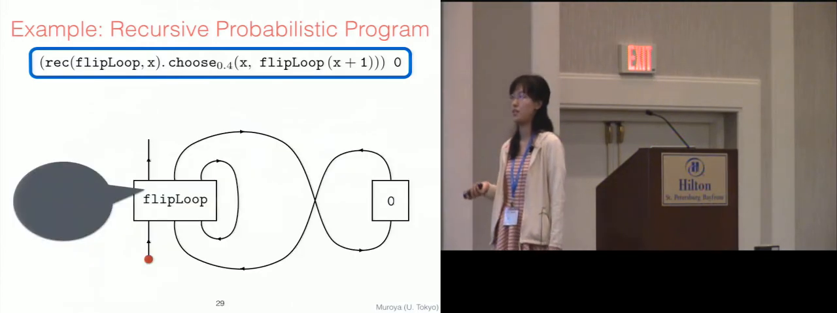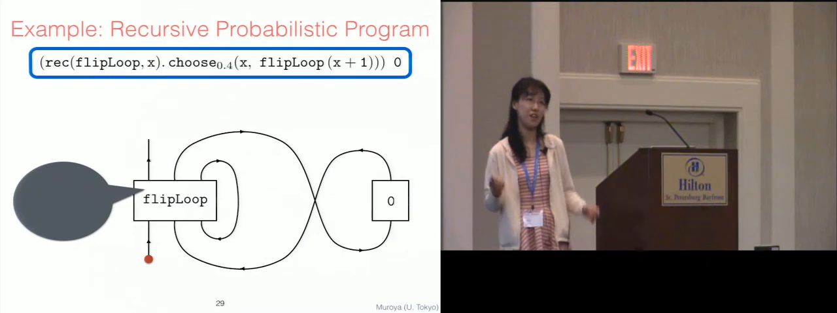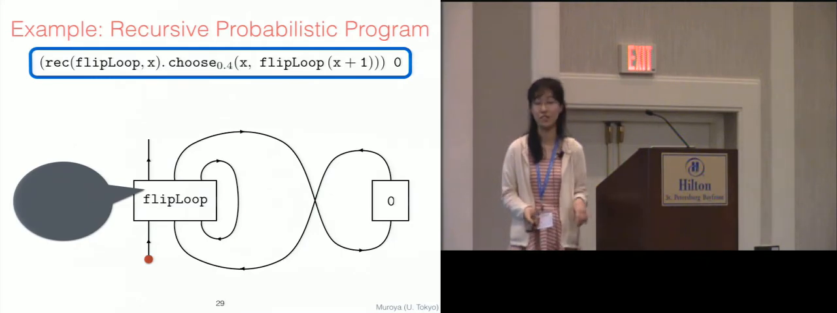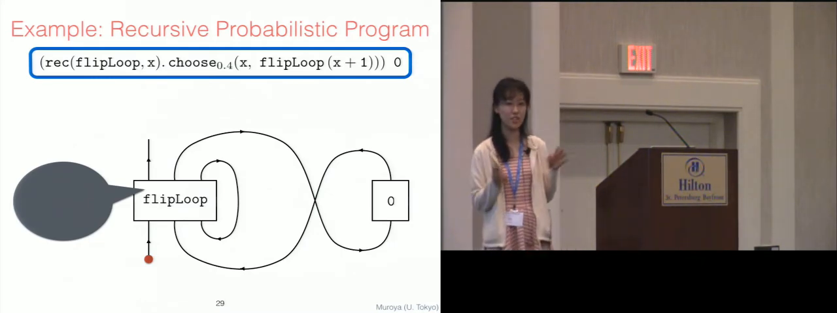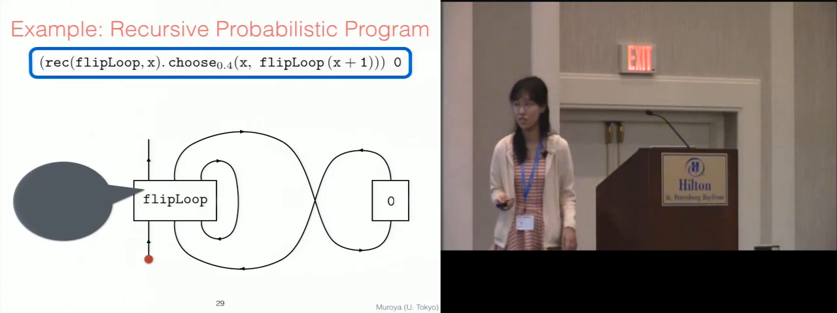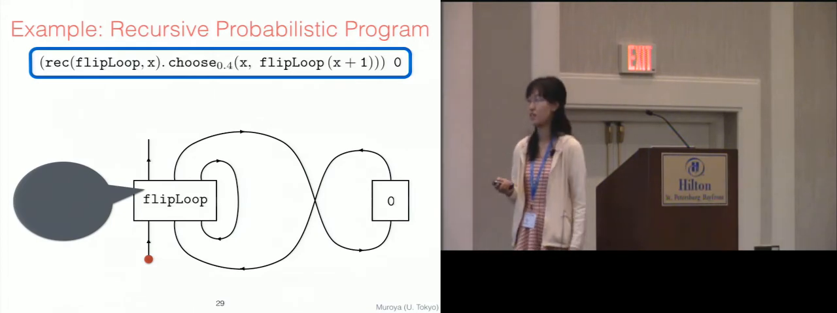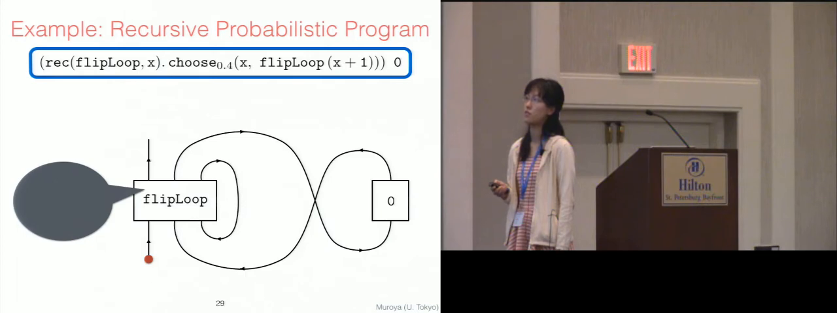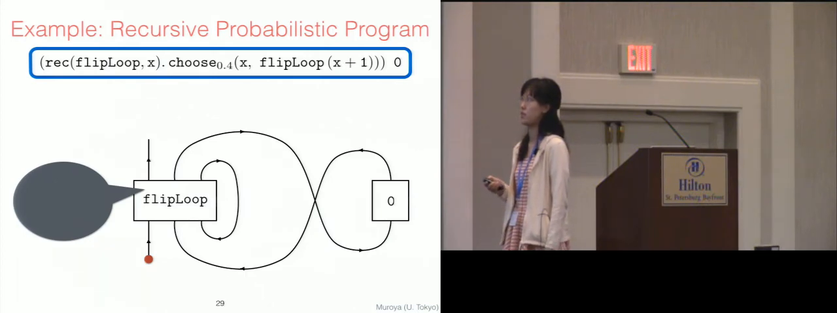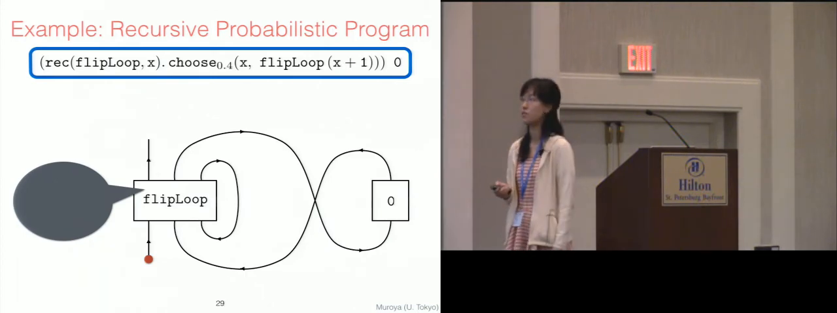Then I'll show you how execution of this transducer looks. This is a very simplified and informal depiction of the resulting transducer. You can see two nodes that correspond to the recursive function flip loop, and one is the value zero, and a cross connection between them that corresponds to a function application, and one feedback loop that corresponds to recursion.